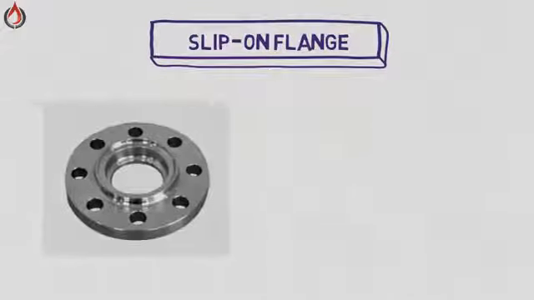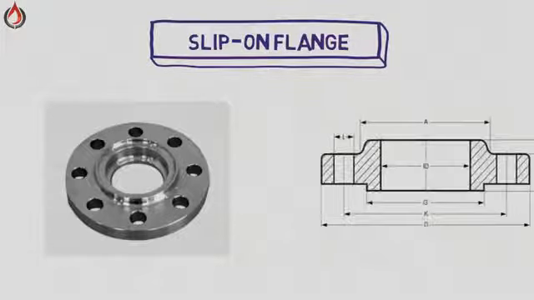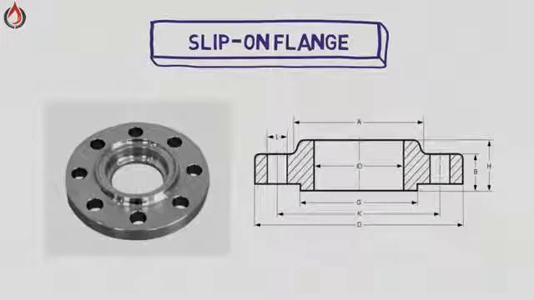Slip-on flange. The slip-on flange has a low hub that allows the pipe to be inserted into the flange prior to welding. It is shorter than a weld neck flange. The slip-on flange is used in areas where short tie-ins are necessary or space limitations necessitate it. This flange is slipped over the pipe and then fillet welded. Slip-on flanges are easy to use in fabrication applications.